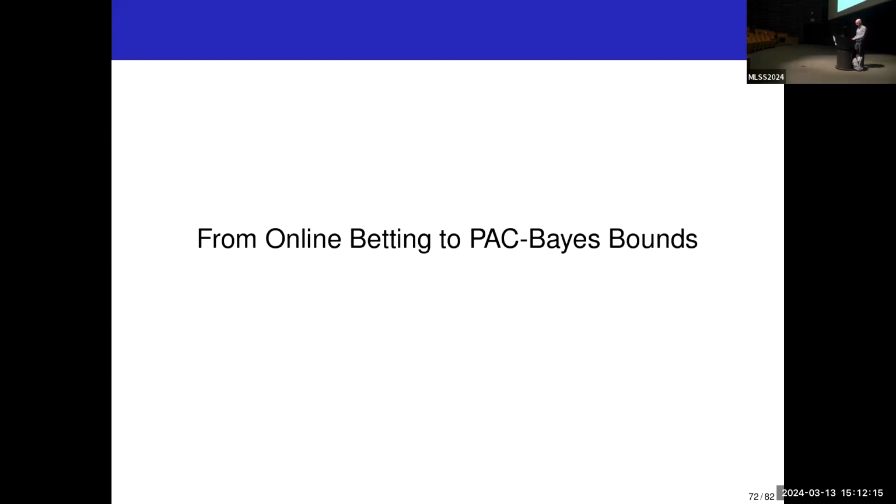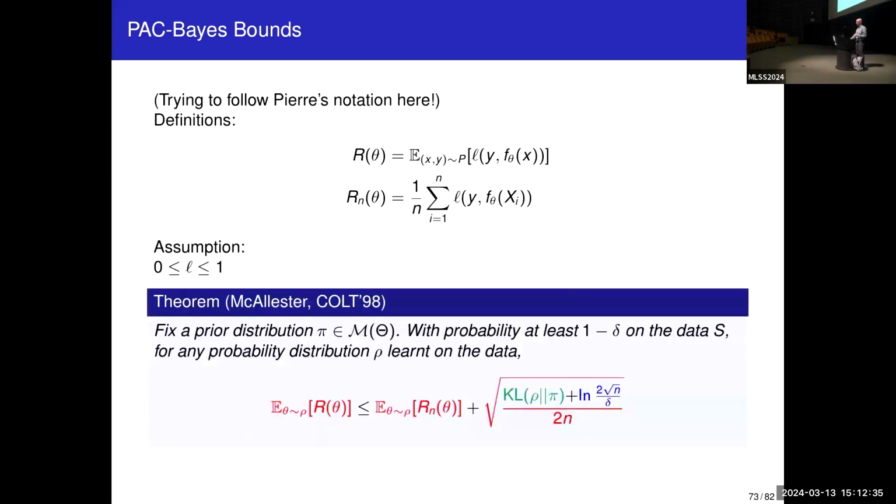Okay, so we arrived at the last part, and I might have enough time to actually cover it. So this is the last application that I want to show you. And it's, again, online learning, but to do something that is not really online learning. So here we will use online betting to prove PAC-Bayes bounds. You had a fantastic tutorial during the summer school by Pierre about PAC-Bayes, so I'm not even trying to explain what PAC-Bayes is.